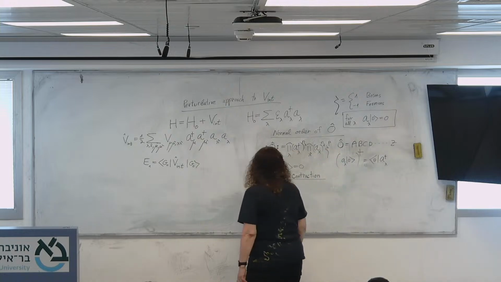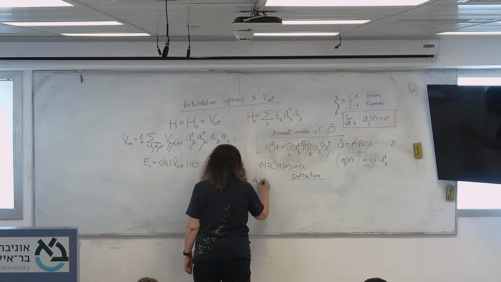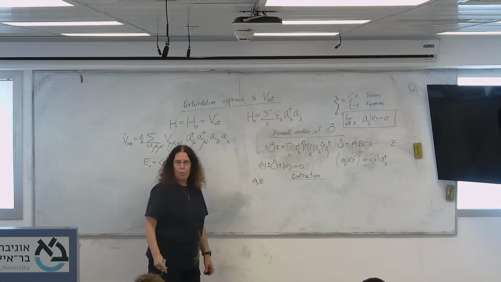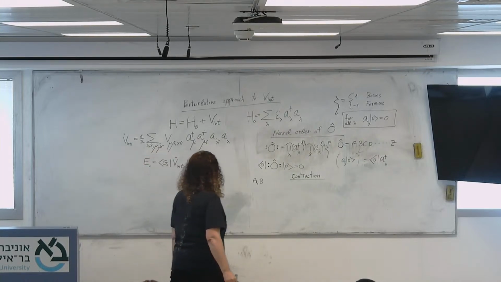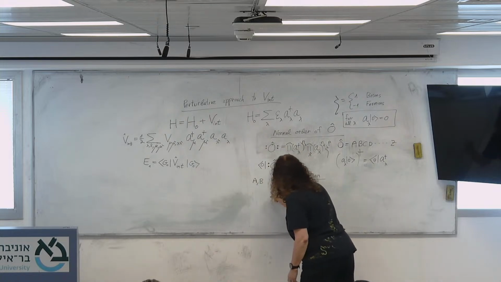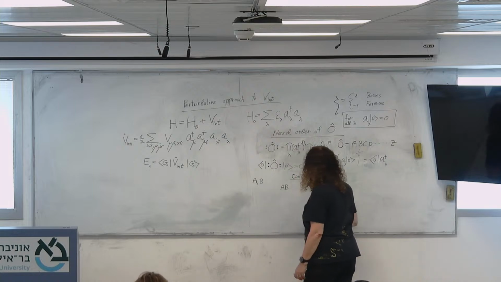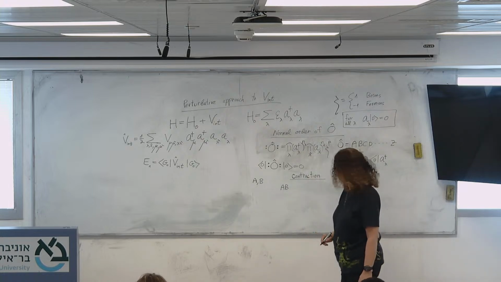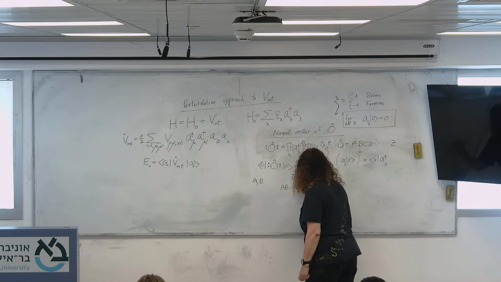Okay. So let me take, I have two operators, A and B. It's defined for an arbitrary pair of operators. And it is the following. Let me take A times B minus its normal order. Okay?